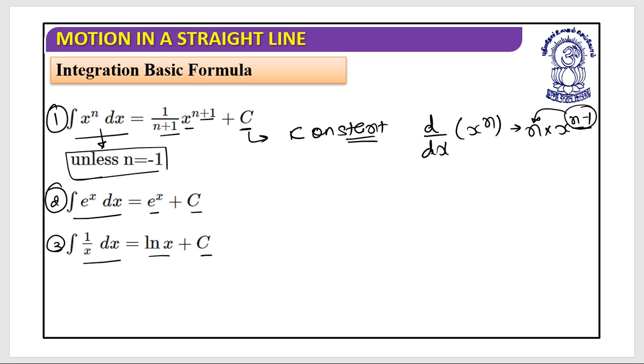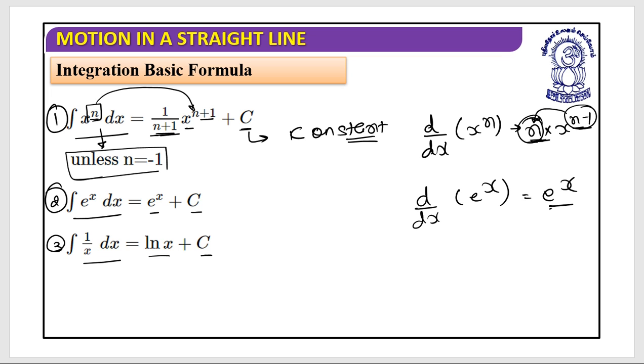Now this is the reverse of the function. Here the power x to the power n is incremented by 1, whereas in differentiation the power is multiplied by n, but in integration the power is divided. Yes, what was d by dx of e to the power x?